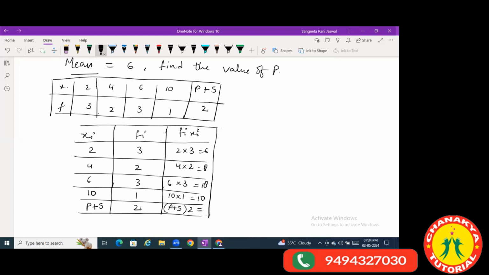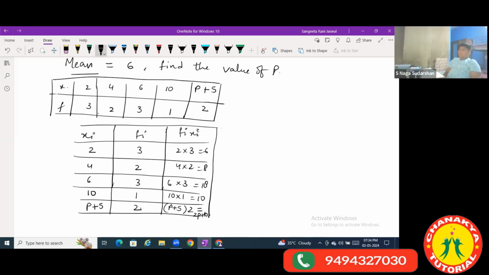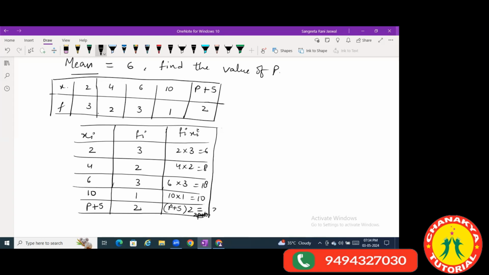Okay, so P plus 5 into 2, I'll just multiply, that is 2P plus 10. When I multiply P plus 5 into 2, that becomes 2P plus 10. How do we multiply this? We have something inside the bracket, so I'll just write it here: 2P plus 10.